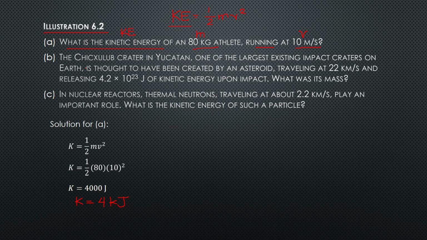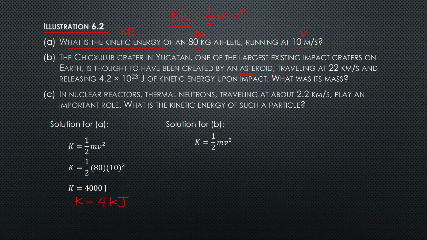Now for letter B. The Chicxulub crater in Yucatan, one of the largest existing impact craters on Earth, is thought to have been created by an asteroid traveling at 22 kilometers per second and releasing 4.2 times 10 to the 23rd joules of kinetic energy upon impact. So what was its mass? The mass of the asteroid.